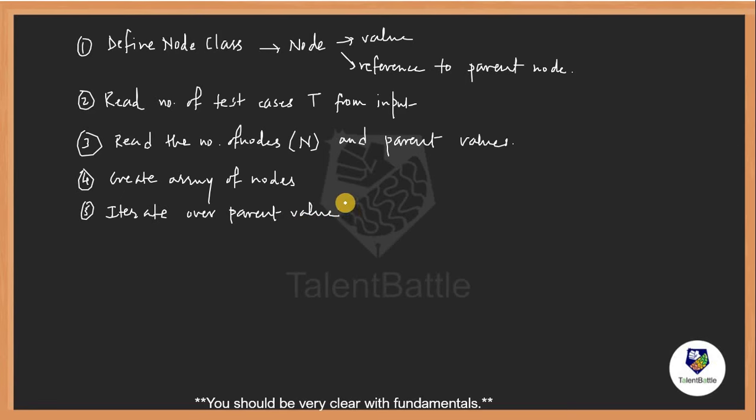We will set the parent of each node based on the parent value. And it is mentioned in the problem statement that if the parent value is -1, it means it is the root node. We will set the parent to null. So if -1 is there as a value, then that leads to a root node, and then we will set the parent to null for that particular case.